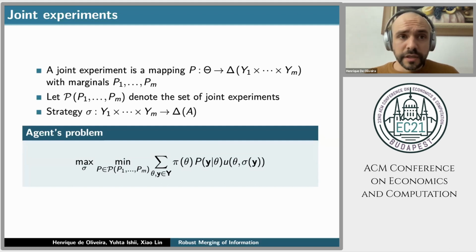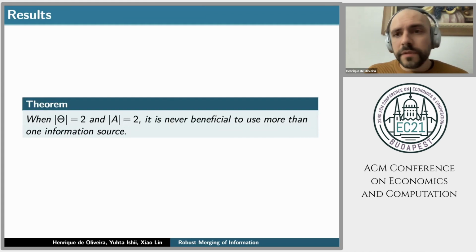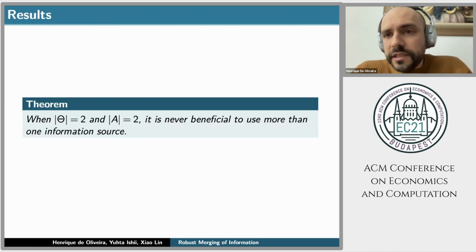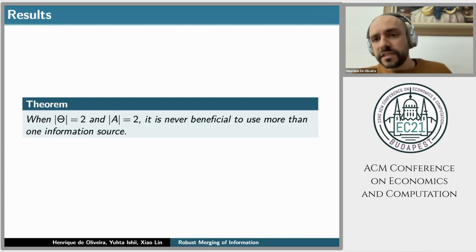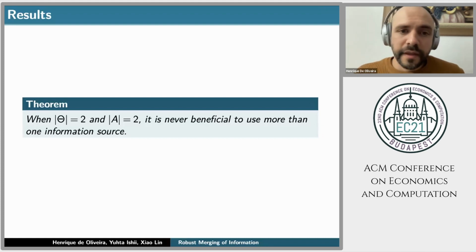What we want to understand here is what strategies sigma come out of this problem. Okay, so in the paper we have some other results, but here because of the time constraint, I'm going to show just one result, which is that with two states and two actions, it is never beneficial to use more than one information source. So no matter how many information sources you have available, you're going to essentially ignore all of them except for one. So you just pick the best information source and you follow that.